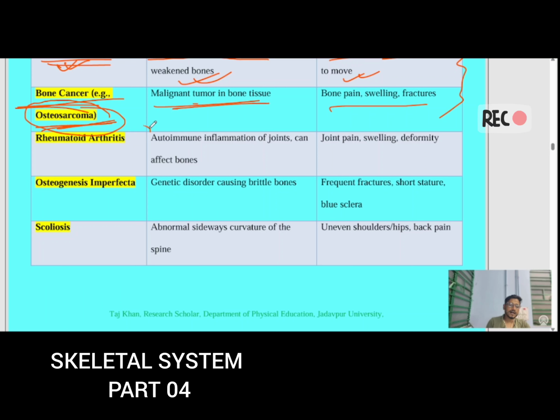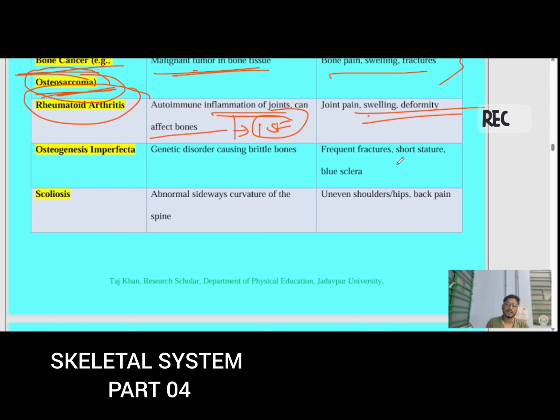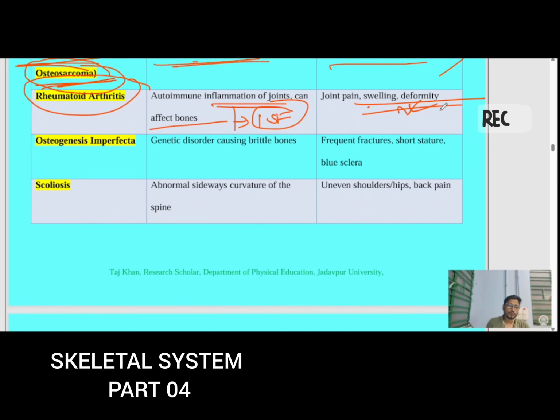Okay, and arthritis. Arthritis means inflammation of the joints, and if you carefully observe, the inflammation is also related to the synovial fluid. What inflammation occurs? Inflammation occurs when friction increases, when the shock absorber is not working. That means inflammation will occur, with joint pain, swelling, discomfort and deformities.